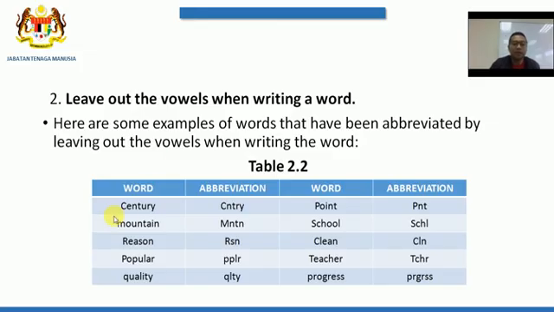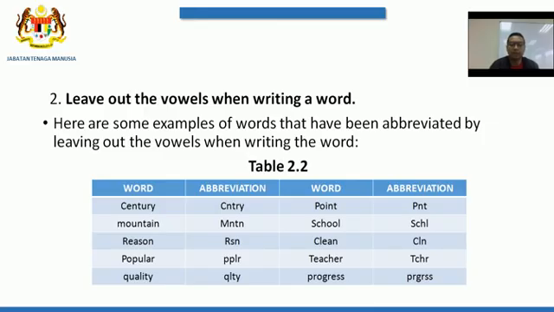For mountain, O-U-A-I. So MNTN, abbreviation form for mountain. Reason, RSN. Popular, quality, QLCY. Point, PNT. School, SCHL. Clean, CLN. Teacher, TCHR. Progress, PRGRSS. Okay, so we leave out the vowels in that particular word that we want to make a short form of that particular word or phrase.